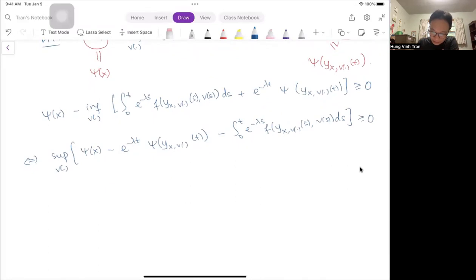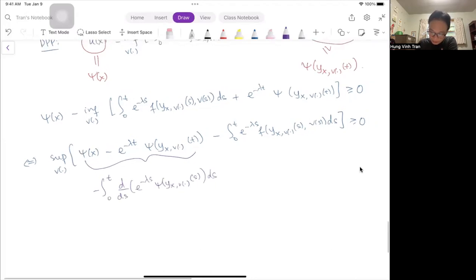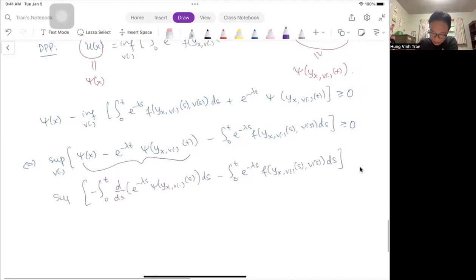Still, I can just write out the first one by the basic rule, the fundamental theorem of calculus. So this equals the integral from 0 to t of minus d/ds of e^(-λs) c(y_x(s)) ds, minus the f term. It takes a lot of time to write a lot of indices around. The sup over all controls is greater than or equal to 0, right?